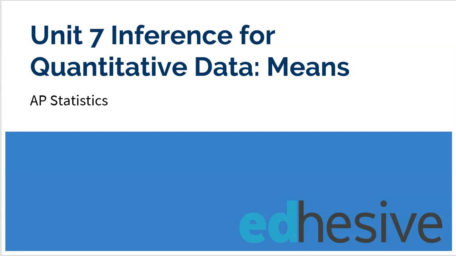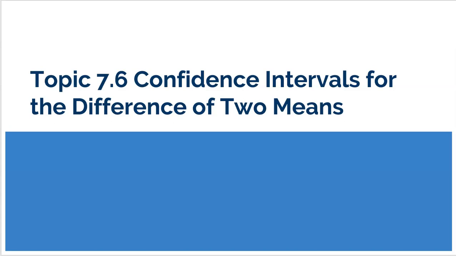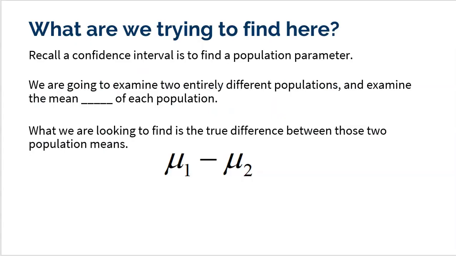Welcome to Unit 7, Inference for Quantitative Data with an emphasis on means. This video is going to tackle topic 7.6, confidence intervals for the difference of two means. So what are we trying to find here?